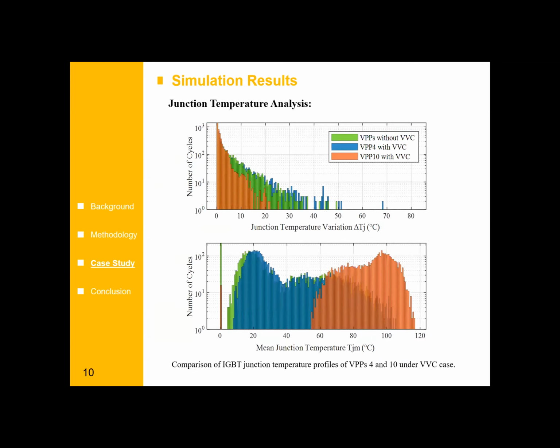Junction temperature analysis. This figure gives the rainfall counting results of the junction temperature in VPP4 and VPP10. From the picture below, we can see that both the mean junction temperature of VPP4 and VPP10 are increased due to the VVC function. And the picture above shows that the junction temperature variation of VPP10 is decreased by the VVC function.